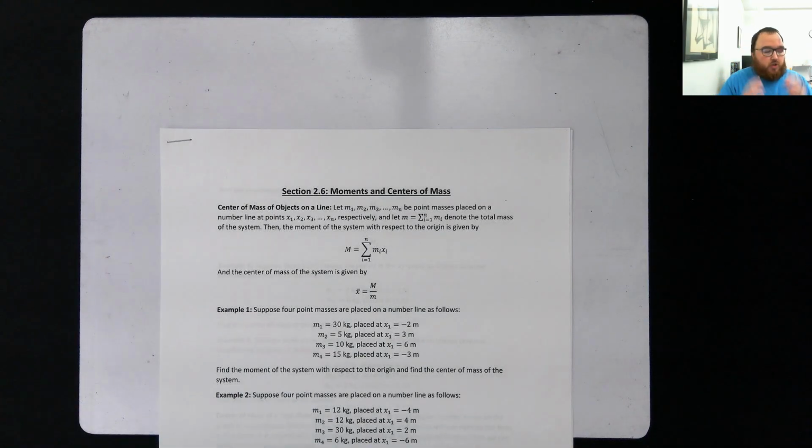All right, guys, it is time to move on to section 2.6. This is moments and centers of mass. This is another way we can use Calculus 2 and Calculus 1 stuff to help us with things outside of a regular math class.